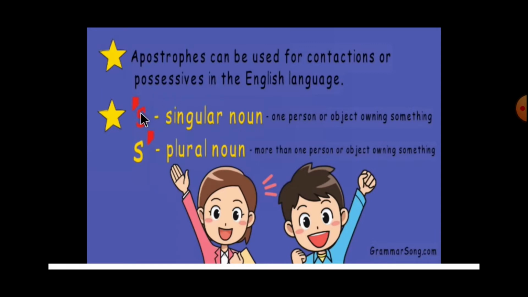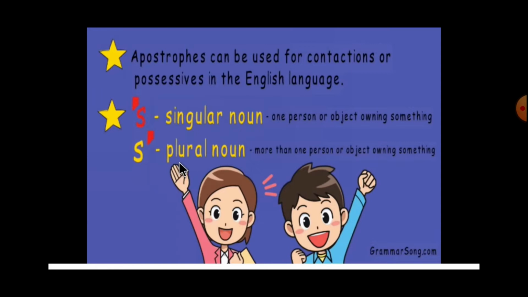First of all, for singular nouns we have to put the apostrophe and then s, apostrophe and then s for singular nouns: one person or object owning something. Owning का मतलब होता है किसी भी चीज के ऊपर मालिकाना होना. So this is for singular nouns. Please remember, for singular nouns we put first the apostrophe and then s.